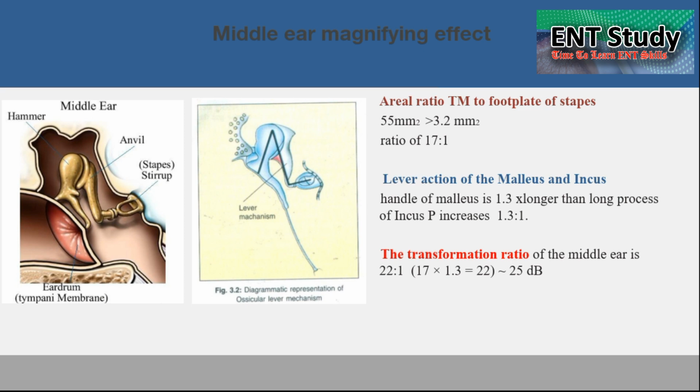The other factor is the lever action of the malleus and the incus. The handle of the malleus is much longer than the long process of the incus. Thus, it provides some movement of the arm and a mechanical advantage to the middle ear. It increases the transformation ratio by 1.3. Thus, the total transformation ratio of the middle ear is 17 times 1.3, which is equivalent to 22.